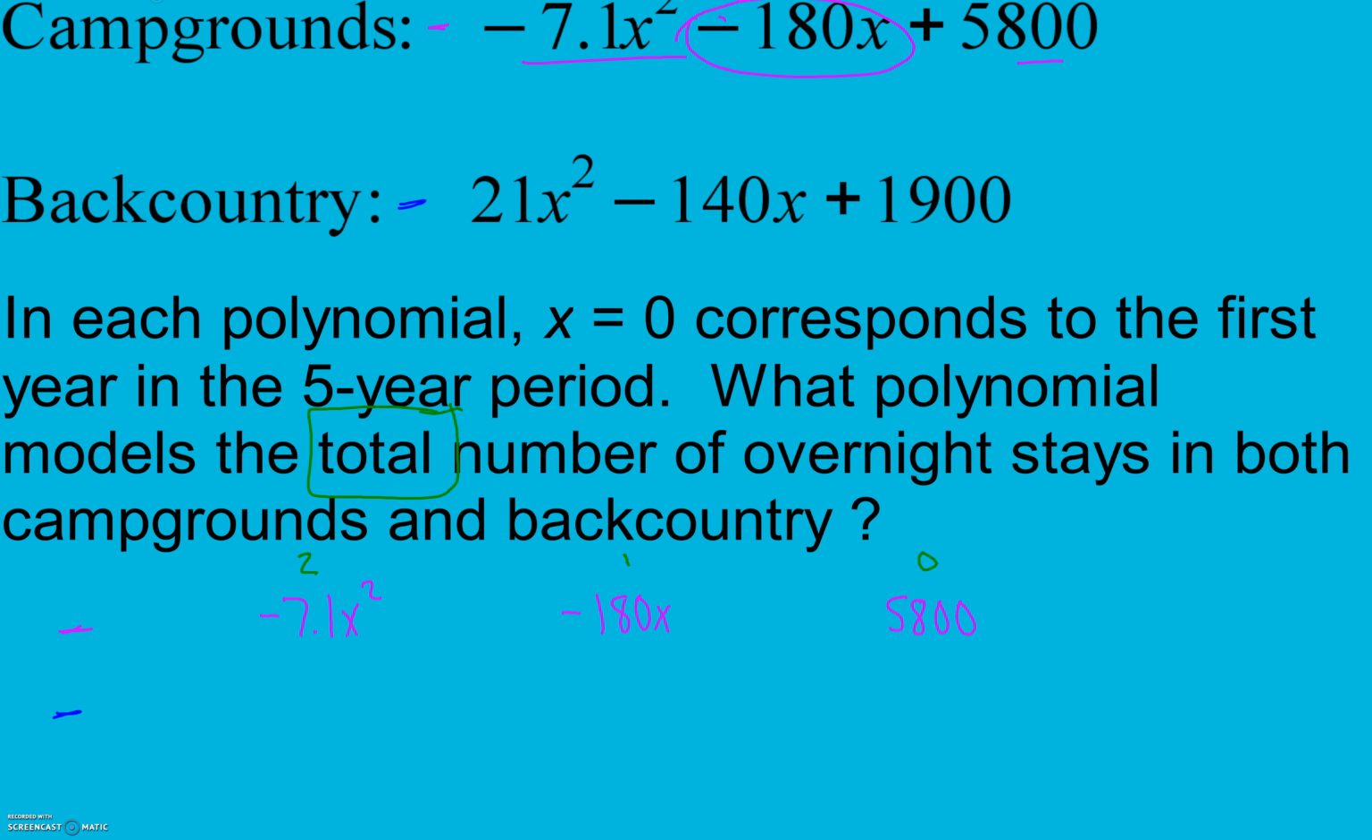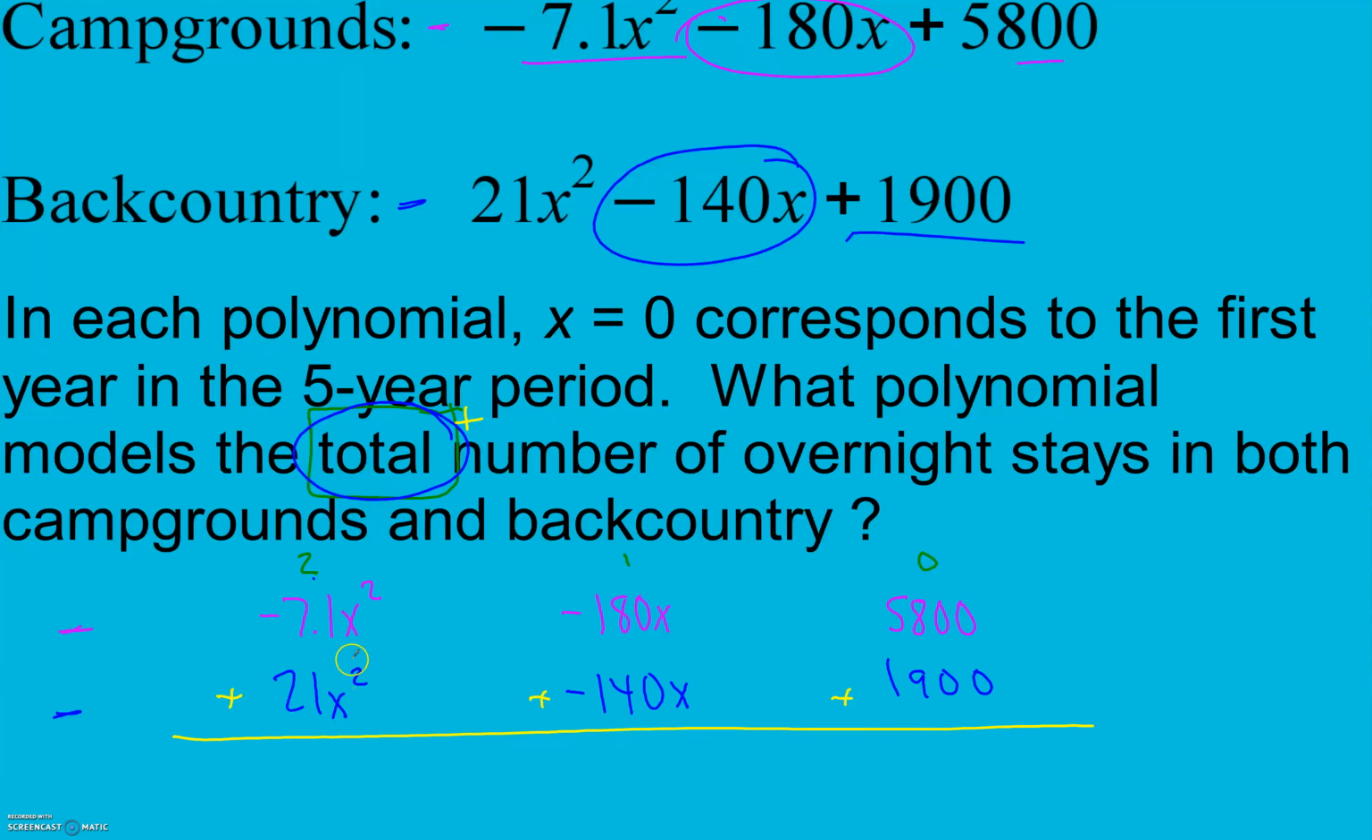For my second polynomial, I have 21x squared. So again, it goes in my squared column. Negative 140x and 1900. Now, because we're finding the total and adding, total means we add, we are going to add up all of our columns here.